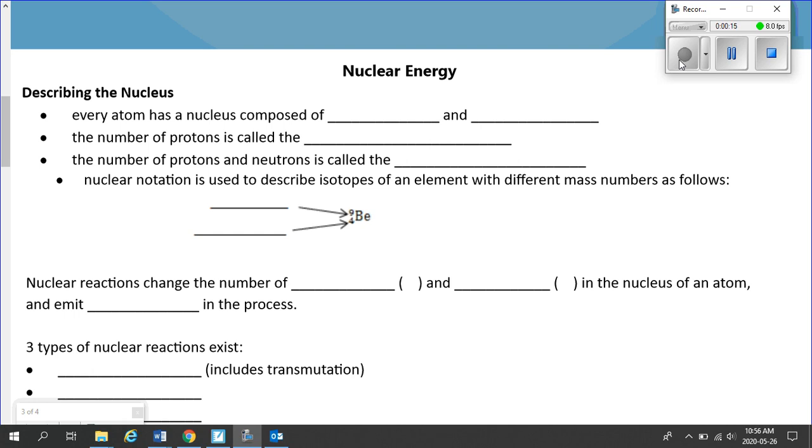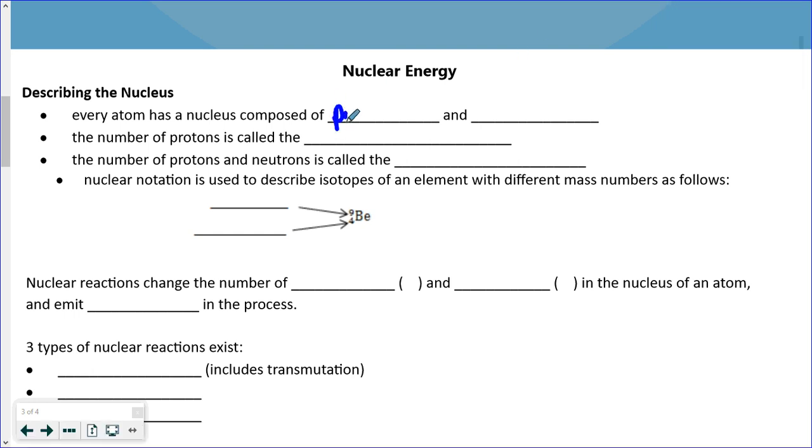Again, you would have seen all of this stuff in Science 10. You would have talked about the nucleus of an atom. The nucleus is the majority of the mass of an atom. Every atom has a nucleus composed of protons and neutrons.